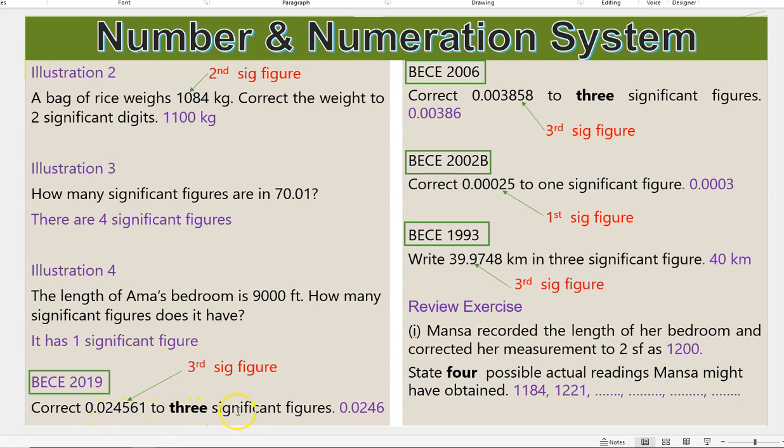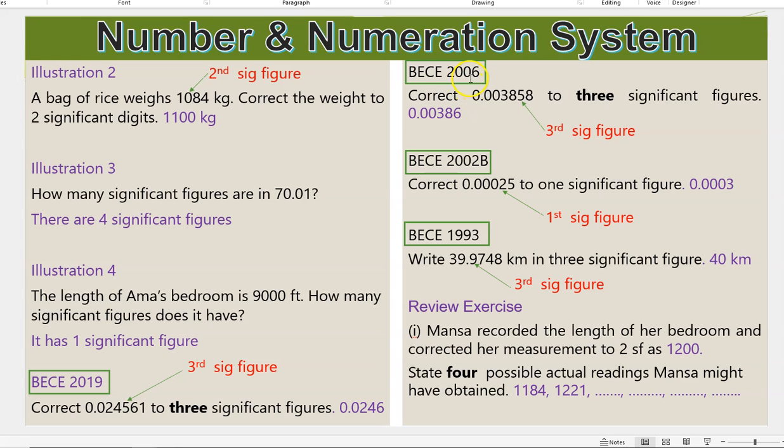0.024561 to 3 significant figures. As we can see, the number 5 here falls on the third significant figure. But the number to the right of 5 is 6, and of course, it's more than 5. And so we are going to borrow 1 here and add it to the 5, making 6. And therefore, our final answer is going to be 0.0246, which is to 3 significant figures.